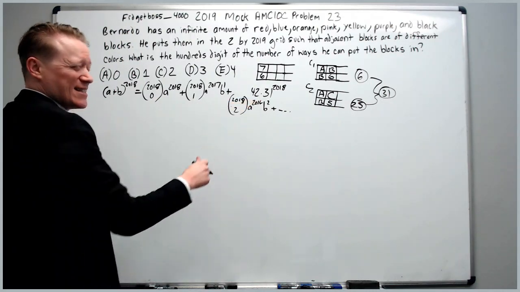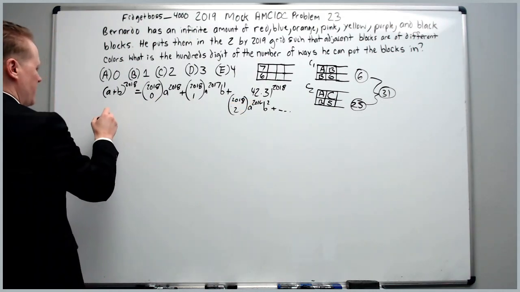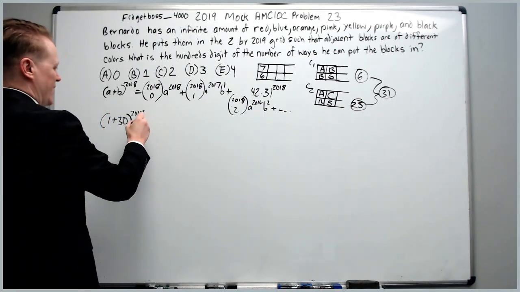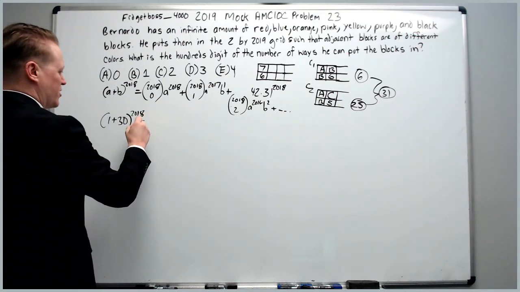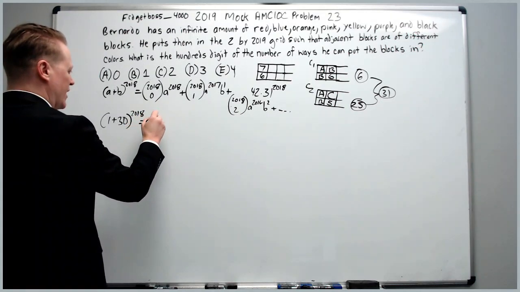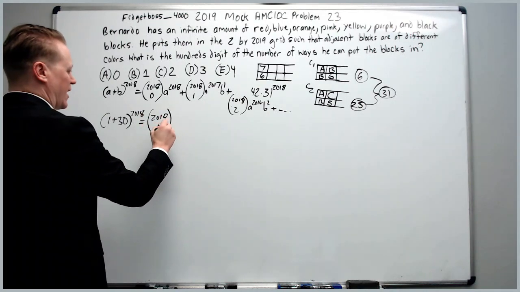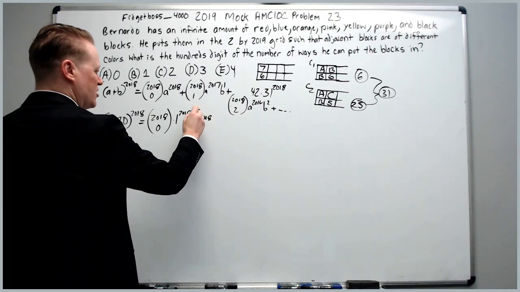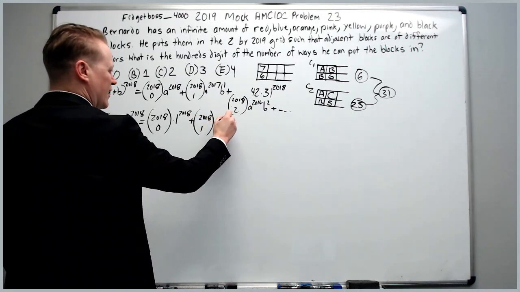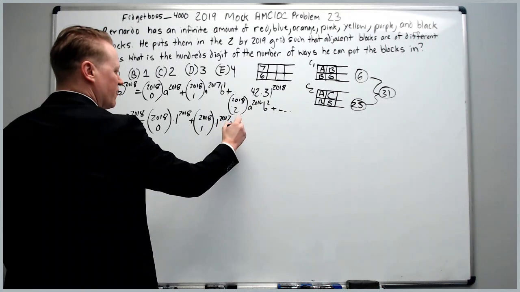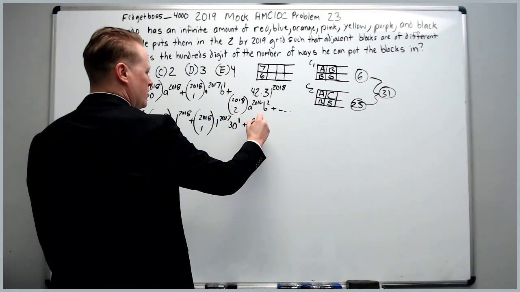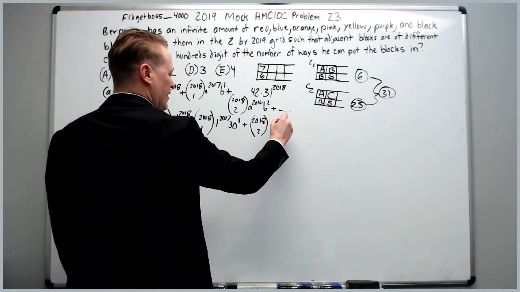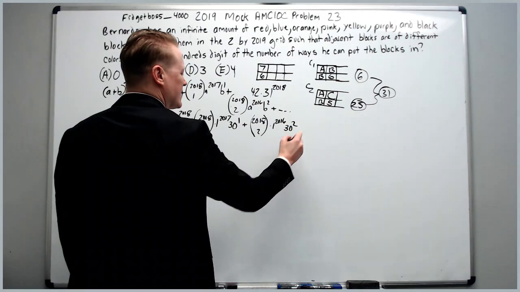We can take 31 and separate it into 2 parts. Let's make that 1 plus 30 to the 2018. Then in this case, this will be equal to 2018 choose 0 times 1 to the 2018, plus 2018 choose 1 times 1 to the 2017, 30 to the first, plus 2018 choose 2 times 1 to the 2016, 30 to the second power.